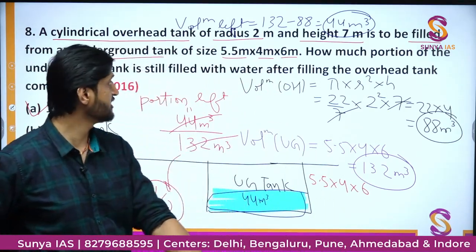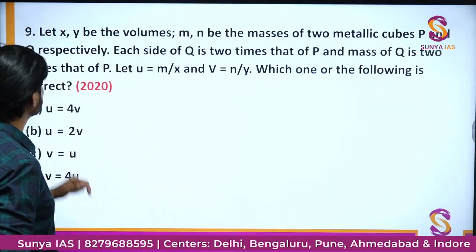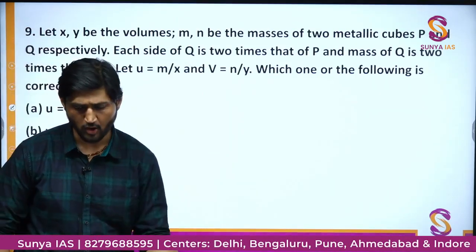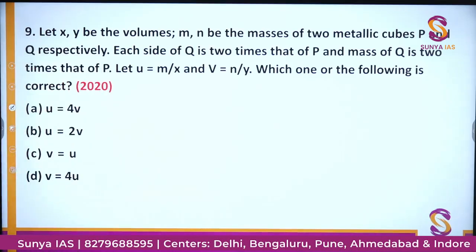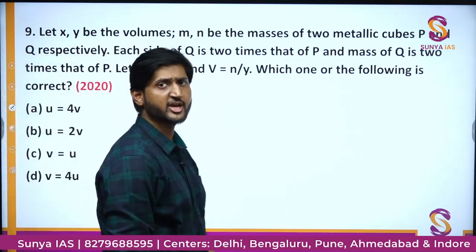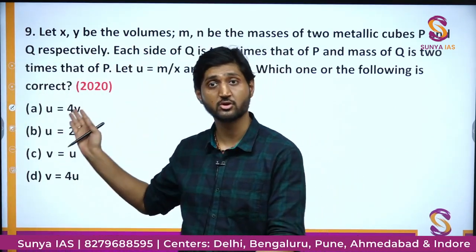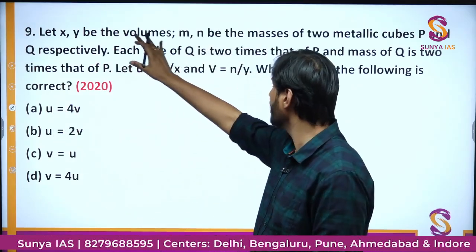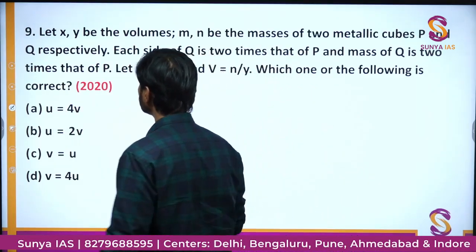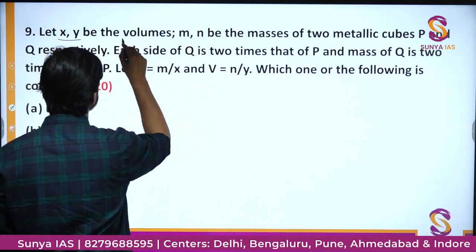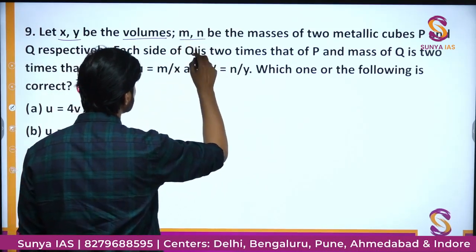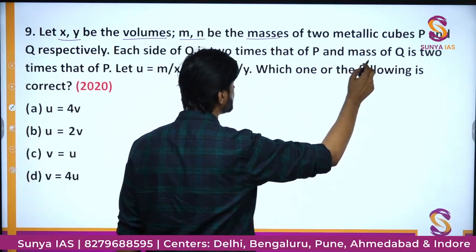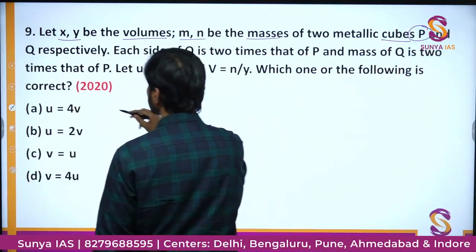And now we'll have a look at the last question of this particular topic. All right. So in this question, be very careful while solving. It is a very easy question. Okay, just take out all the values given here. So let x and y be the volumes and m and n be the masses of two metallic cubes P and Q respectively.